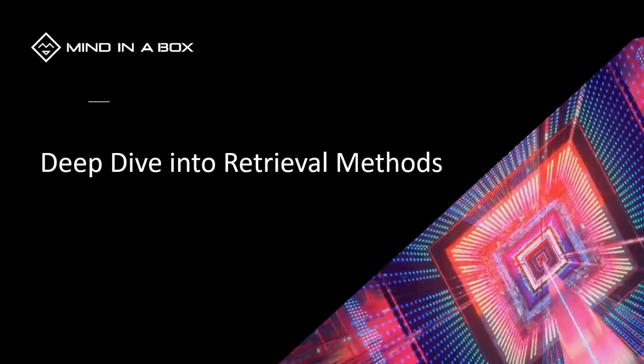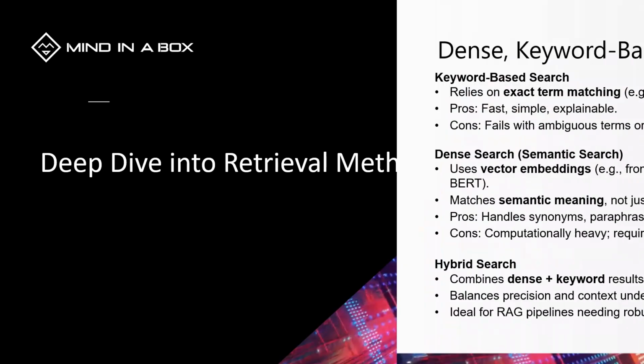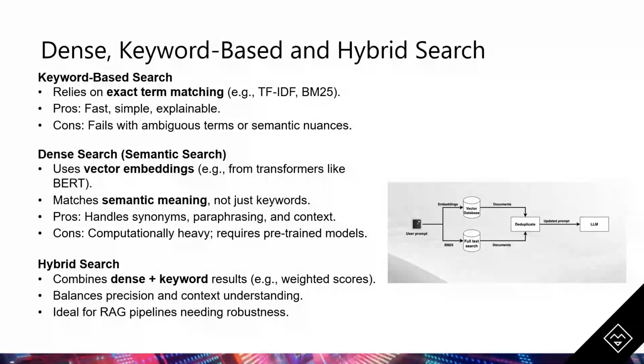Let's dive deep into retrieval methods. Here we explore how retrieval strategies power RAG systems. First, keyword-based search relies on exact matches. It is fast and transparent but struggles with queries where semantic understanding is necessary.